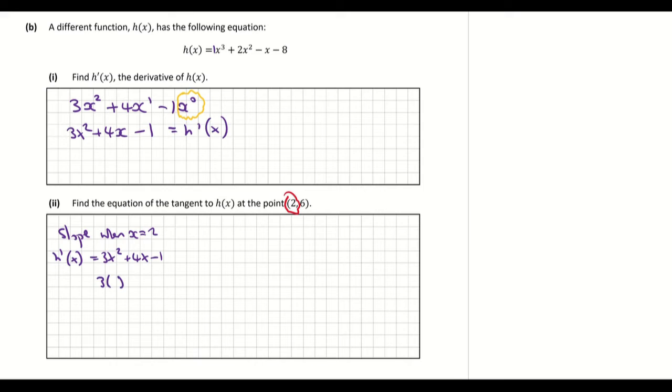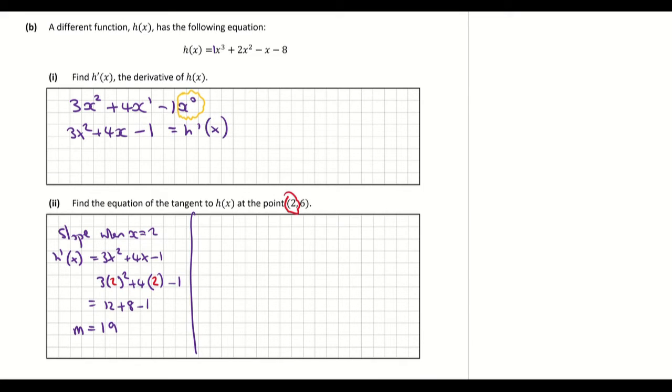So 3 bracket something squared, 4 bracket minus 1. I'm putting in my 2 given in the question here. The coordinate we're looking at is 2, 6. So that's going to give me 4 by 3, which is 12, plus 8 minus 1, which is giving me a slope. I'm just going to use the letter m here for slope of 19.